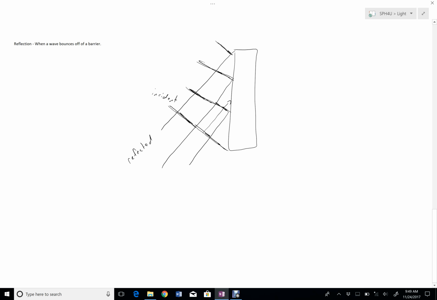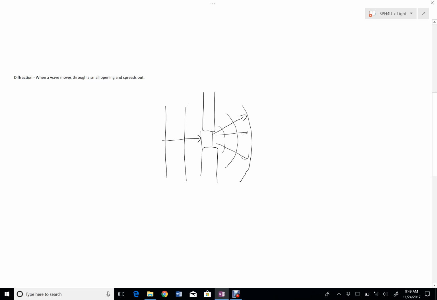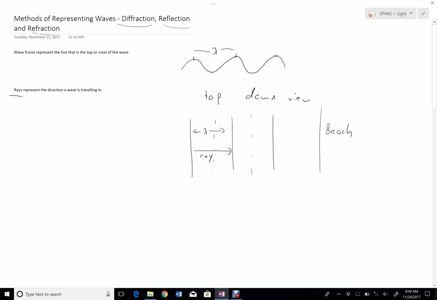If I were to draw my rays, I show my ray coming in, and then it bounces and it comes out. And the angle that it goes in and out at, the angle of reflection, theta in and theta out, are the exact same. So that's what reflection is. Refraction when we go from one medium to another. Diffraction when we go through a small barrier. And that's how we can represent them all using wavefront diagrams.